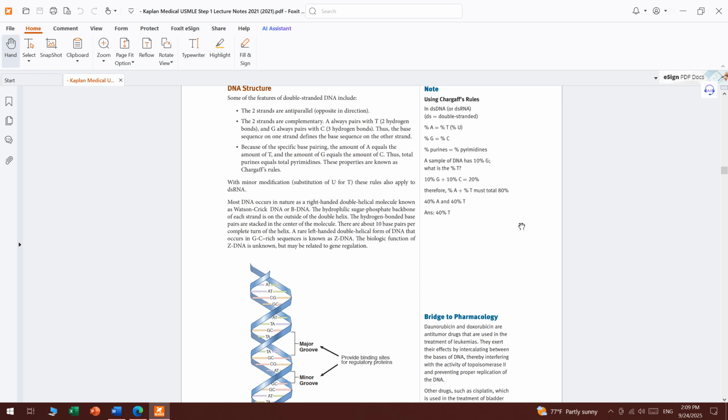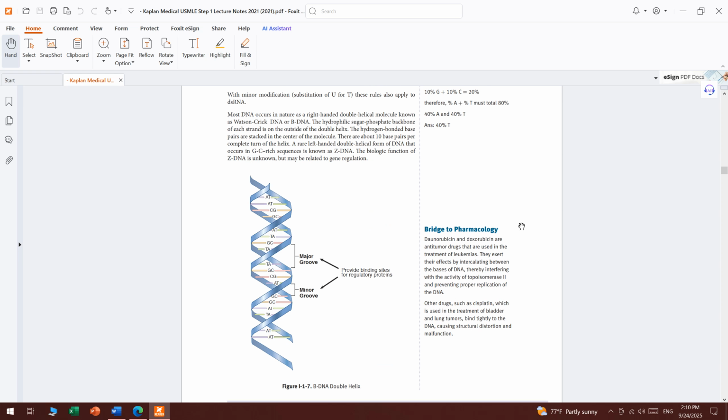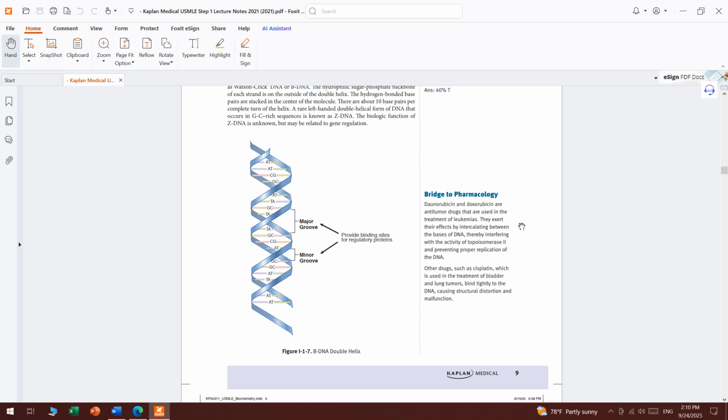Doxorubicin and daunorubicin are examples of such agents, often called anthracyclines, used in treating leukemias and other cancers. They exert their effects by intercalating between the stacked bases of DNA. This intercalation causes unwinding and distortion of the DNA helix, which in turn interferes with the activity of topoisomerase II, an enzyme crucial for relieving DNA supercoiling during replication and transcription. By inhibiting topoisomerase II, these drugs prevent proper DNA replication and transcription, ultimately leading to cancer cell death.